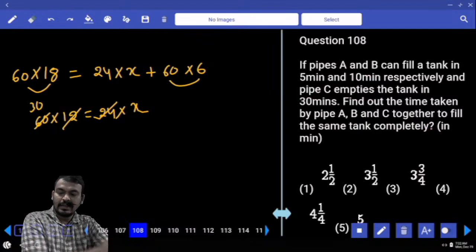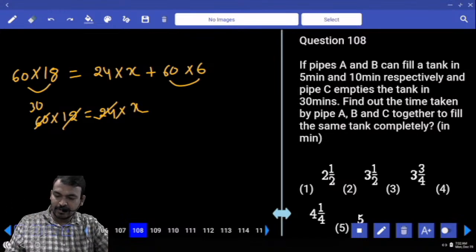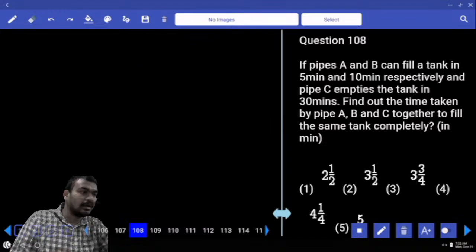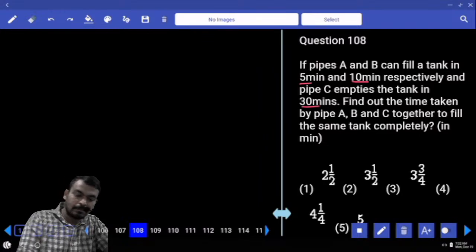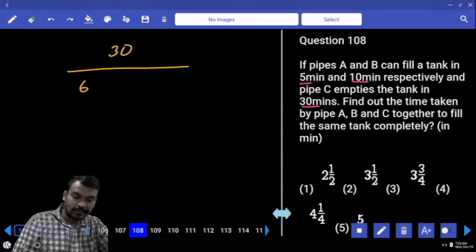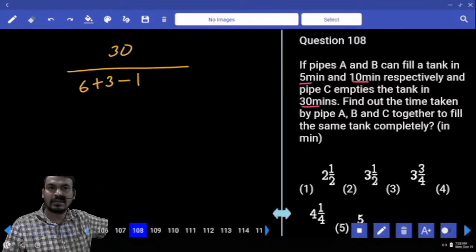Next, question number 108. A and B can fill a tank in 5 minutes and 10 minutes respectively, and pipe C empties the tank in 30 minutes. Find the time taken by A, B, C together to fill the same tank. First we need to identify the LCM. What is the LCM of 5, 10, 30? 30. 5 how many times? 6 times. 10, 3 times. 30, 1 time. Okay, total work is 30 liters.